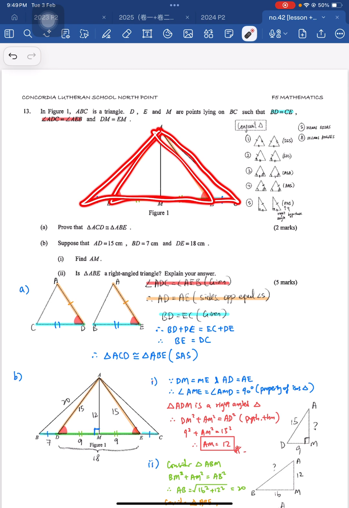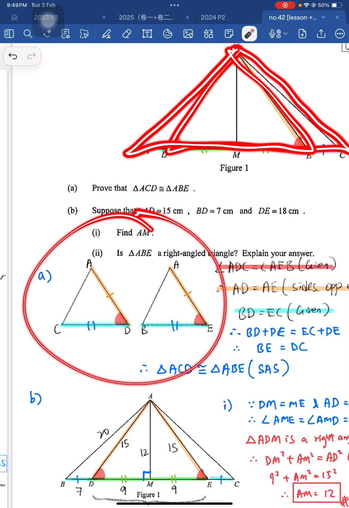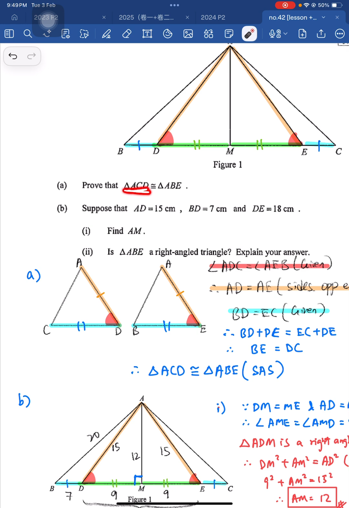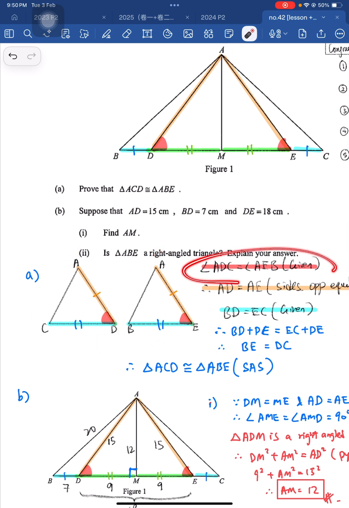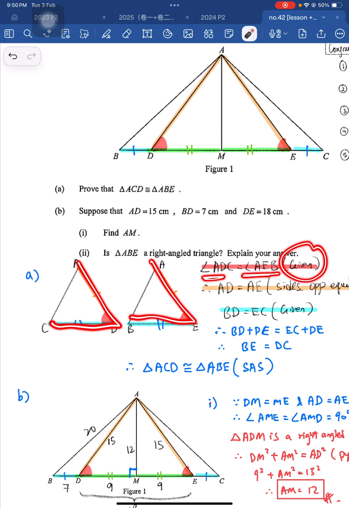Because it's an overlapped triangle, we're trying to separate it into 2 different triangles. Remember to write it in order. Because we have ACD in this direction, ABE we need to write in this direction as well. First of all, we can highlight in red: we have ADC equal to AEB, which is given. So these 2 angles are given to be true.